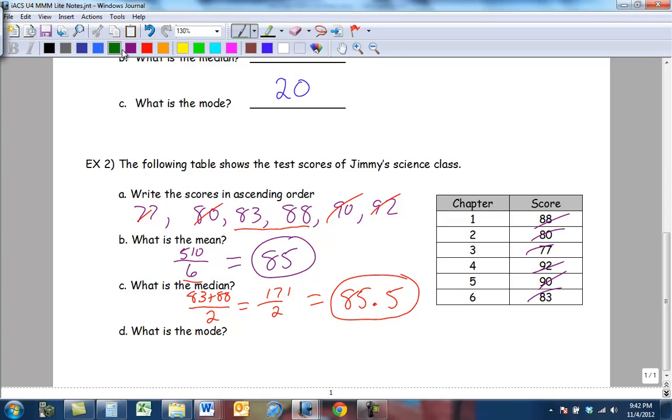The mode. Now, which one of these numbers happens most often? It seems they all happen just one time. So since they all just occur once, there is no mode. Nothing happens more than any other, so there's no mode. Sometimes that's going to happen.